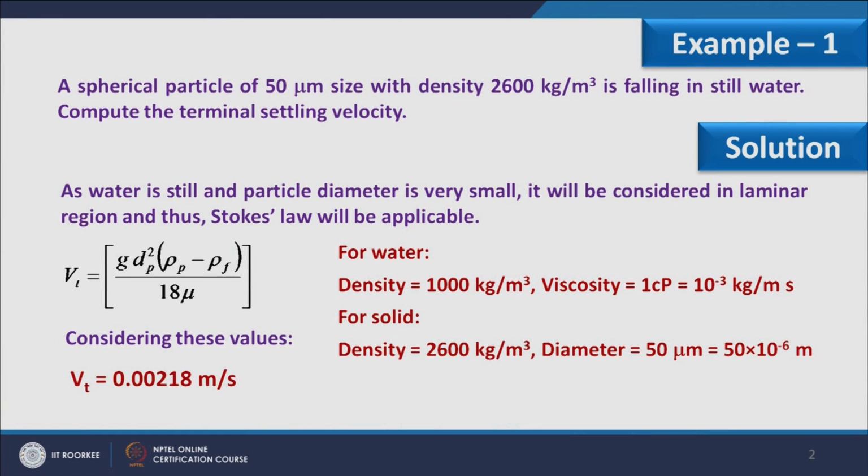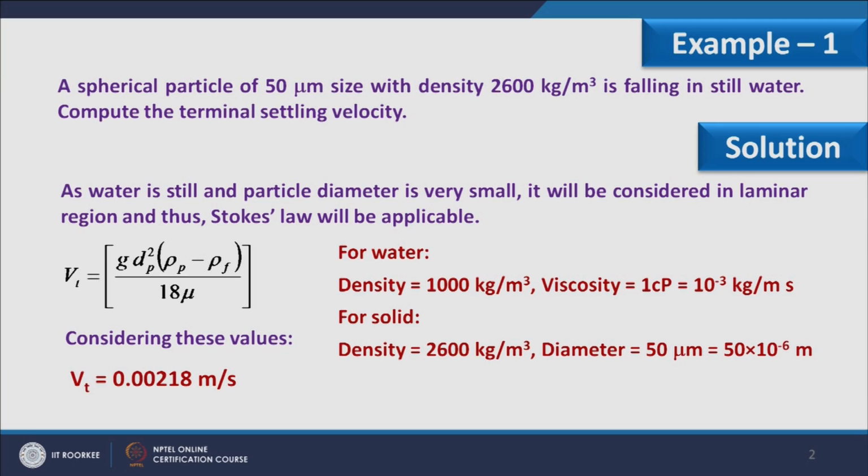Considering these values, Vt we can obtain, which has a value 0.00218 meter per second. So if you see this problem, how we find the region of flow is purely based on particle diameter, and therefore we have used Stokes Law here.